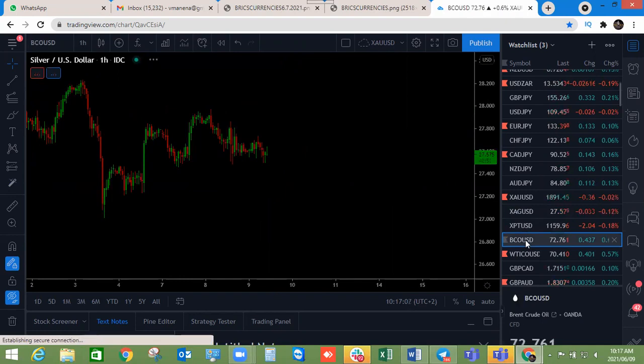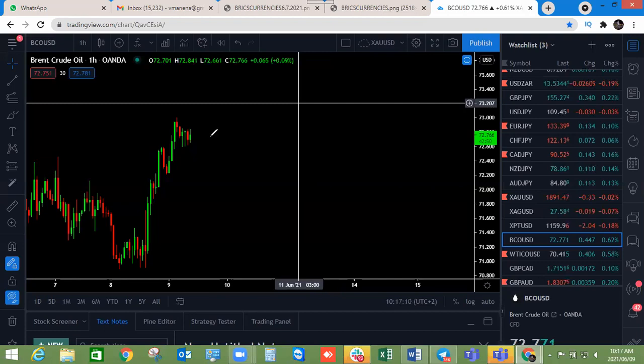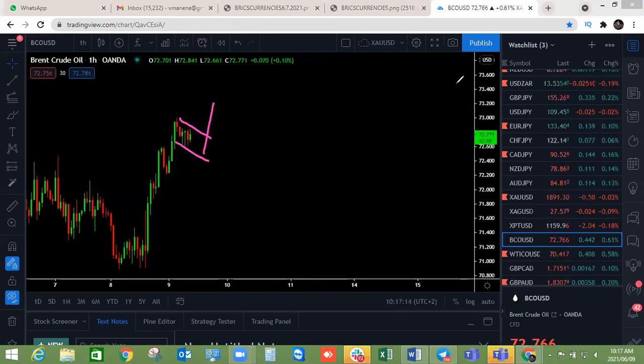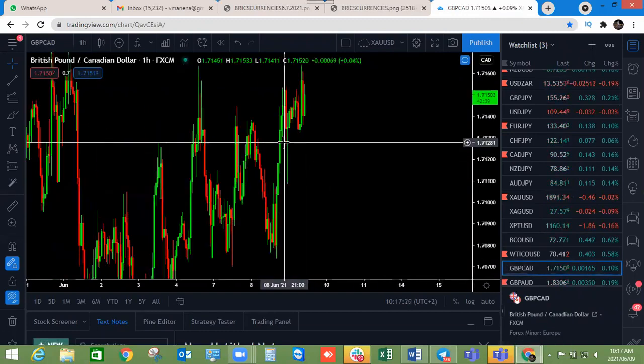Brent crude. There's nothing new to say on Brent crude. Every time you get a 1-hour correction, this is going to continue pushing to the upside. Nothing new, no trade setup. It's just an impulse. There's nothing to analyze as far as an impulse is concerned.